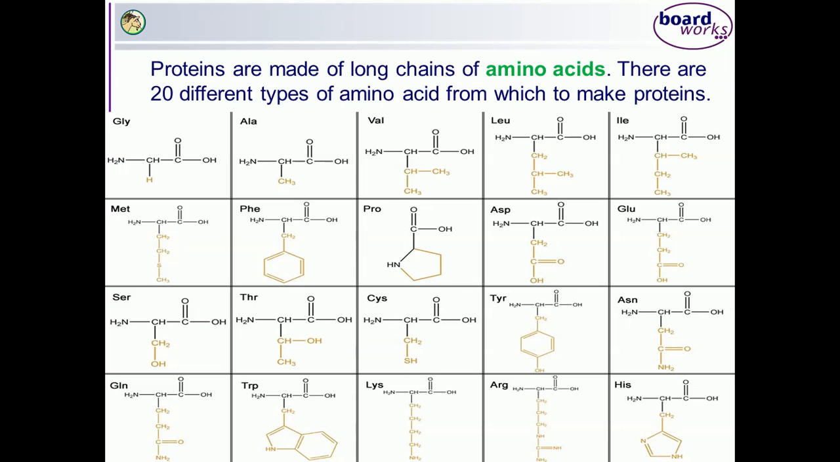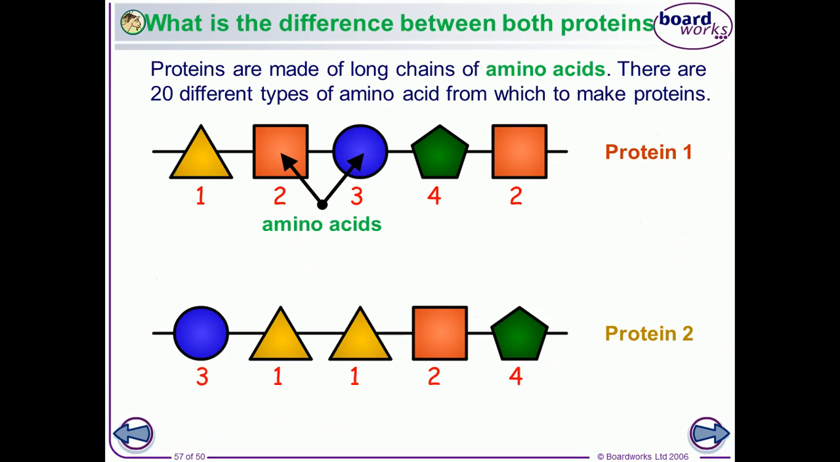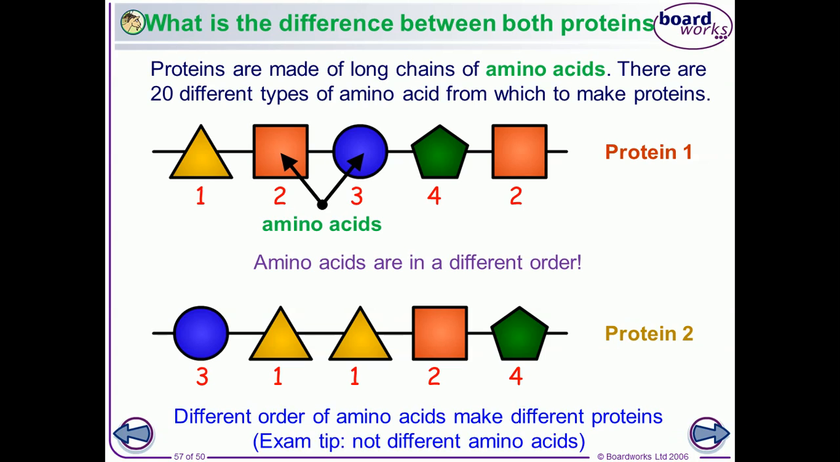Now, for translation to work, we need to understand that proteins are made up of amino acids, and there are 20 different types of amino acids. If we compare these two different types of proteins here, we can see that they're made up of amino acids, but the order of the amino acids is different, and that's why the proteins are different. So in conclusion, different order of amino acids make different proteins. So if we put amino acids in a different order, the protein that is made will be different.